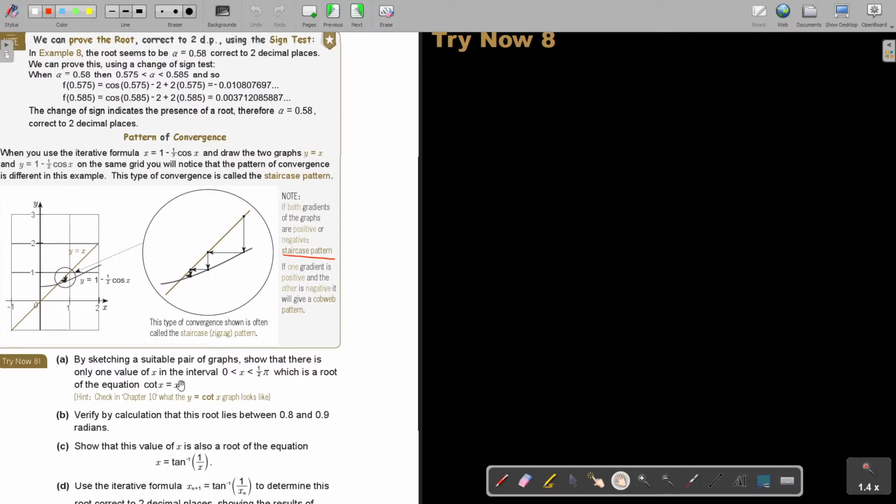By sketching a suitable pair of graphs, show that there is only one value of x in the interval. Just take note, 0 and a half pi are not included, which is a root of the equation cot x equals x. So there are your two graphs, y equals cot x and y equals x. I always start with A, and I'm first going to write down what they give me. The equation, and out of that equation I'm going to break it up. So y is equal to cot x and y is equal to x.